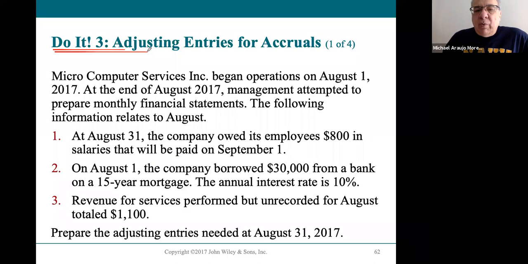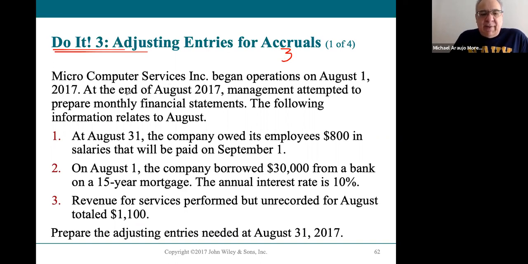Okay, so Do It exercise number 3 basically focuses on these three, and there's only three accruals that you learned: one accrued revenue and two accrued expenses, and that's all you're going to be tested on and so forth.